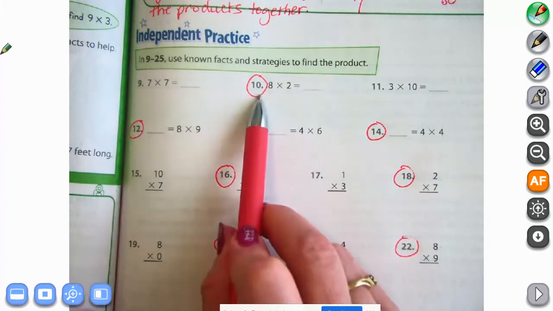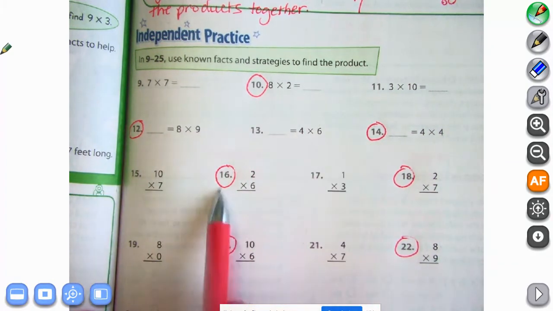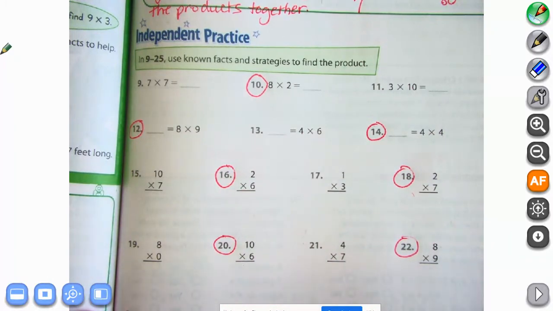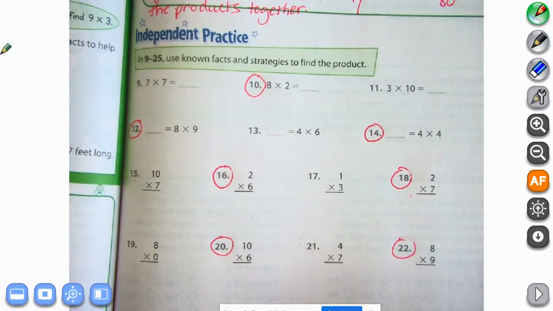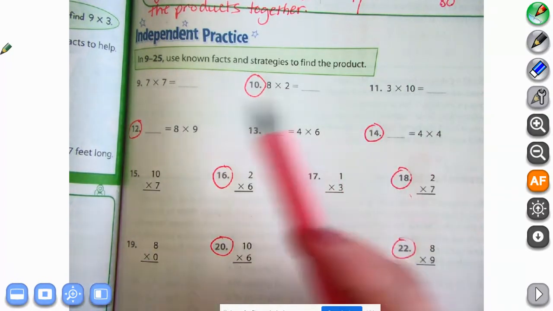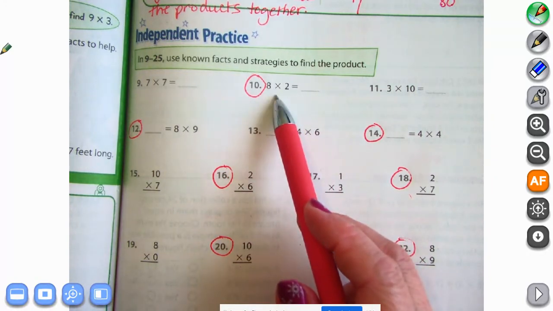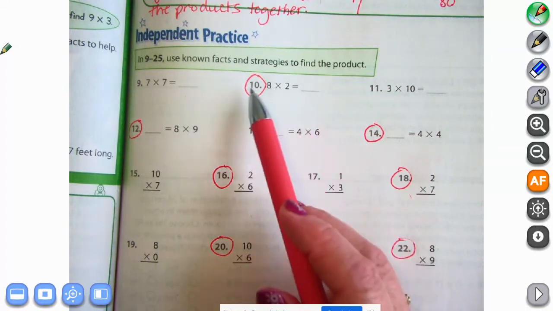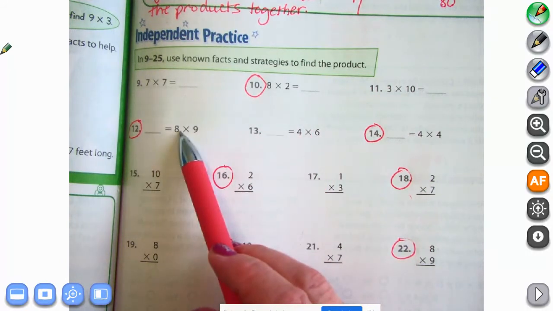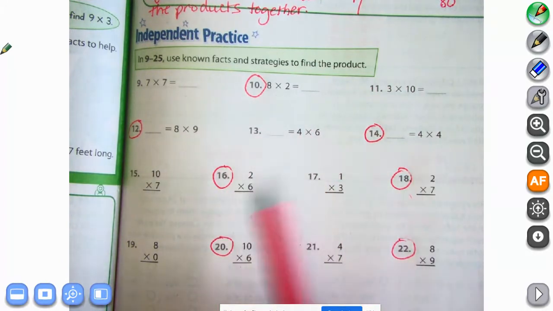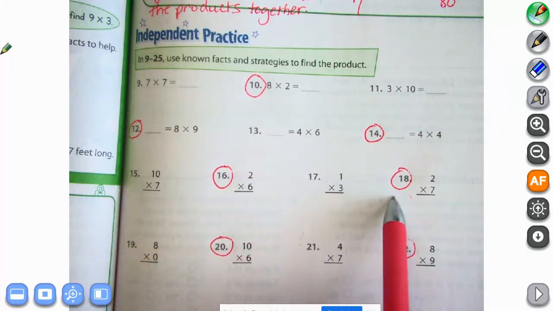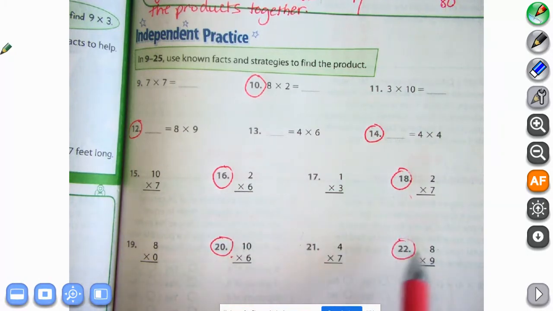We're going to solve 10, 12, 14, 16, 18, 20, and 22. That's the only ones we're going to do on the page. So I want you to take a few minutes and pause the video and get these solved. You can break that down into smaller problems, or you can skip count by 2s, you could skip count by 8s. I want you to solve these problems here. All right, and I'll give you some time to get that done.